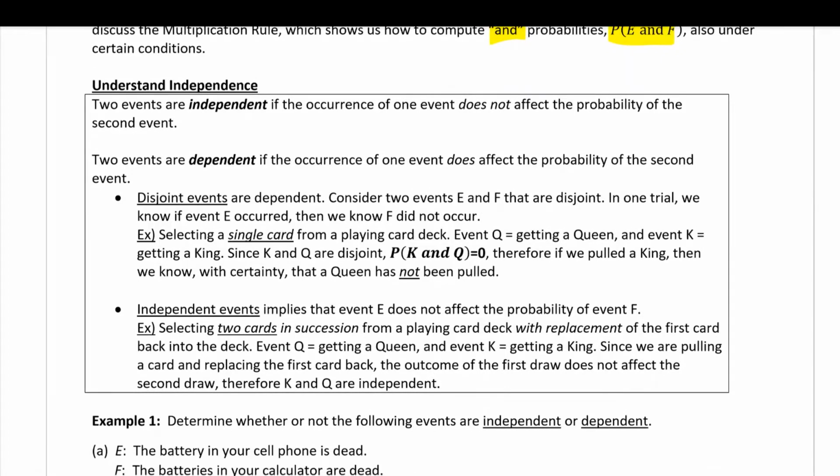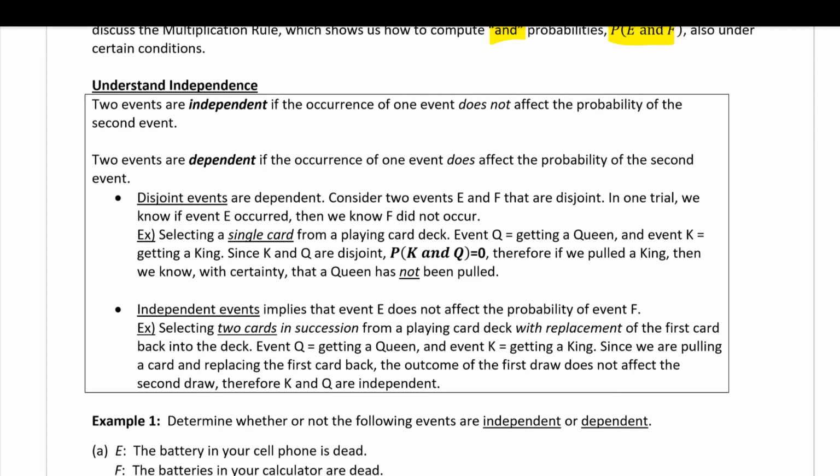So very quickly here, we're going to talk about disjoint events again. Now, disjoint events happen to be dependent. You might think, well, if they're completely mutually exclusive, then how are they dependent on each other? Well, it has to do with the fact that if you know one event happens, you know that the other one did not happen at all, because they're completely disjoint. So that's the idea behind that.